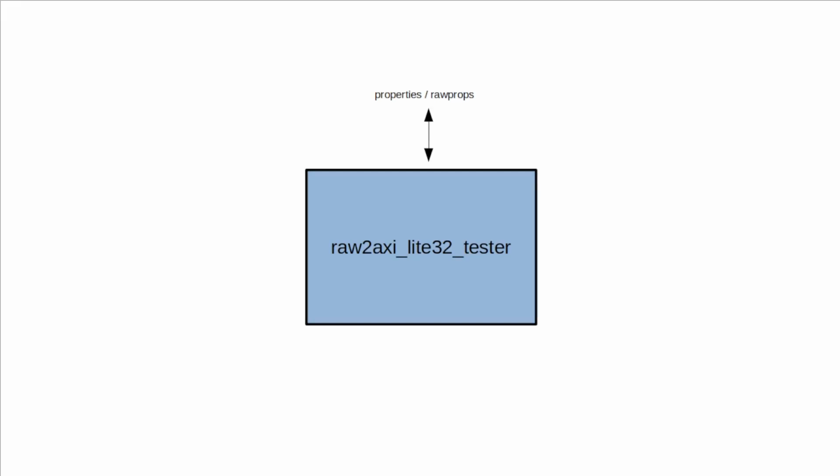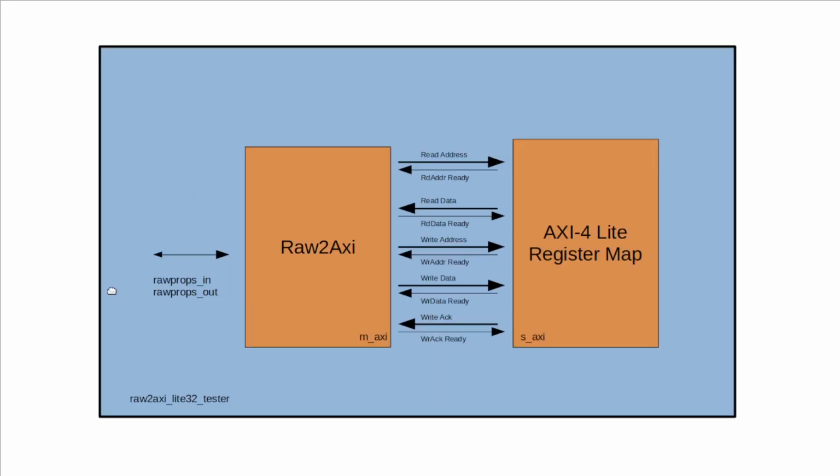In OpenCPI, there is an HDL primitive called Raw2AXI. This primitive converts the HDL worker raw property interface into an AXI master. This allows the control plane to connect directly to an AXI4 slave. In this example, we will connect an AXI4-Lite register map using the Raw2AXI HDL primitive and connect that to the control plane with the control plane's raw property interface.